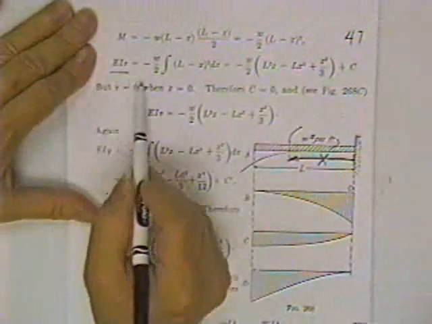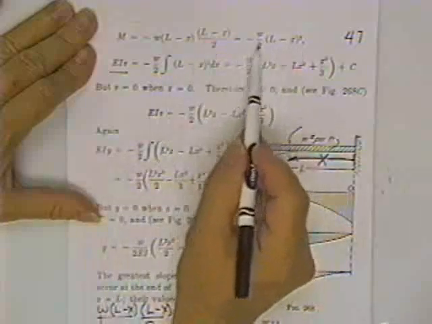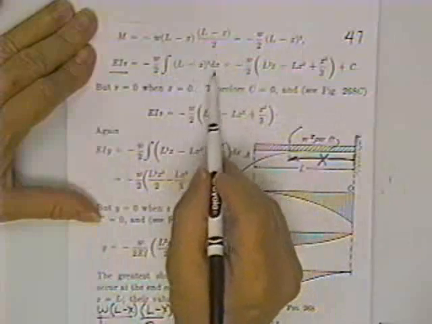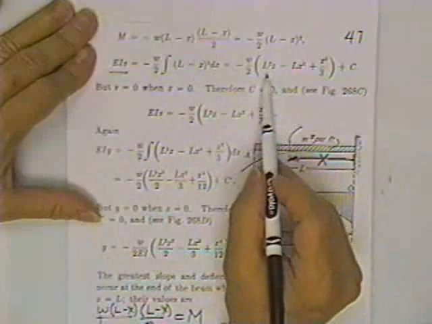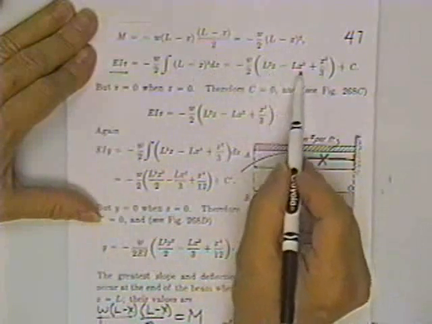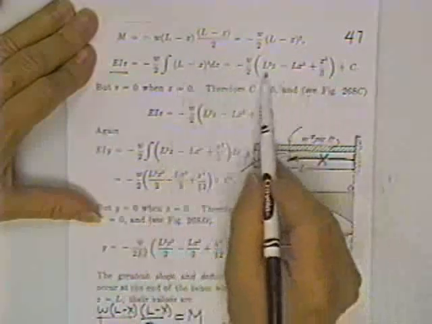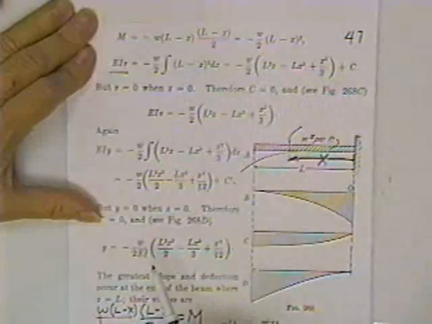Now then, to get the first integral, he merely integrates the L minus X. The W over 2 is a constant, he just brings it out. So he integrates L minus X squared dx, which gives him L squared X minus L X squared plus X cubed over 3. That's the integral of this term. It's expanded. And you notice he picks up an arbitrary constant.